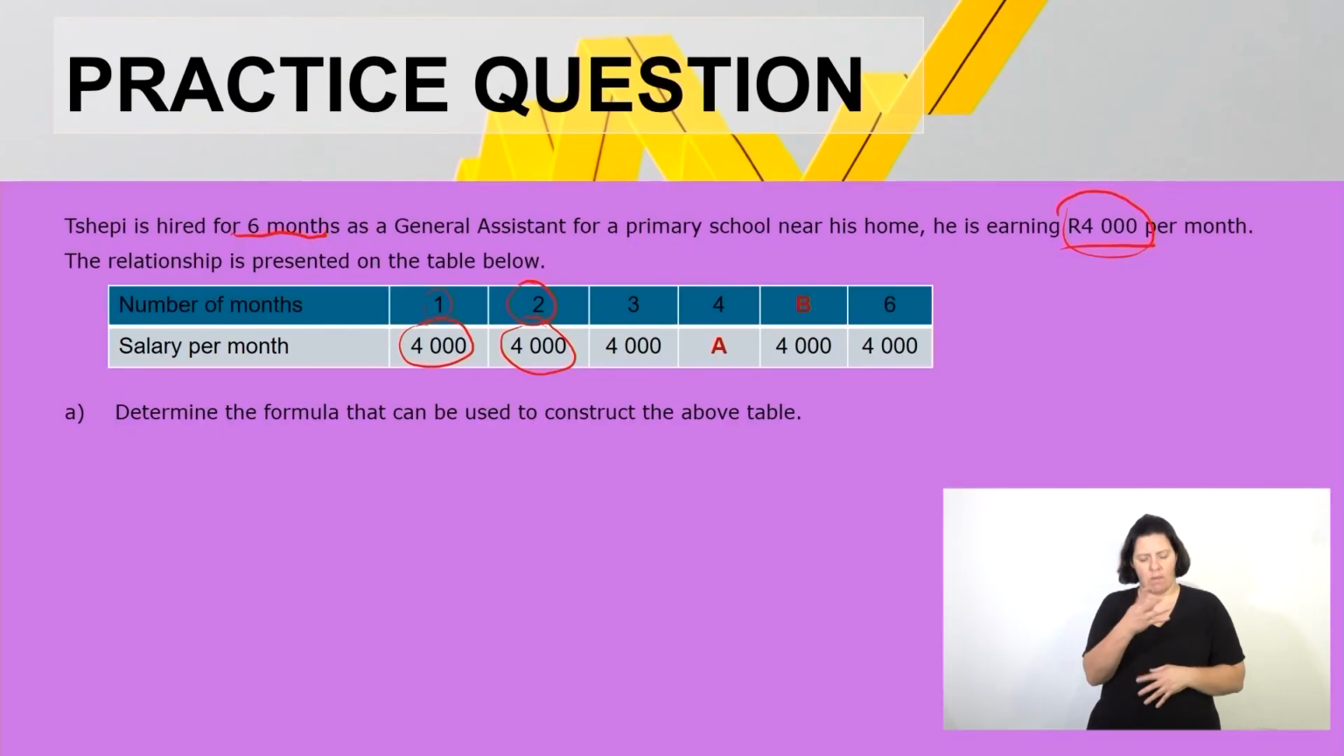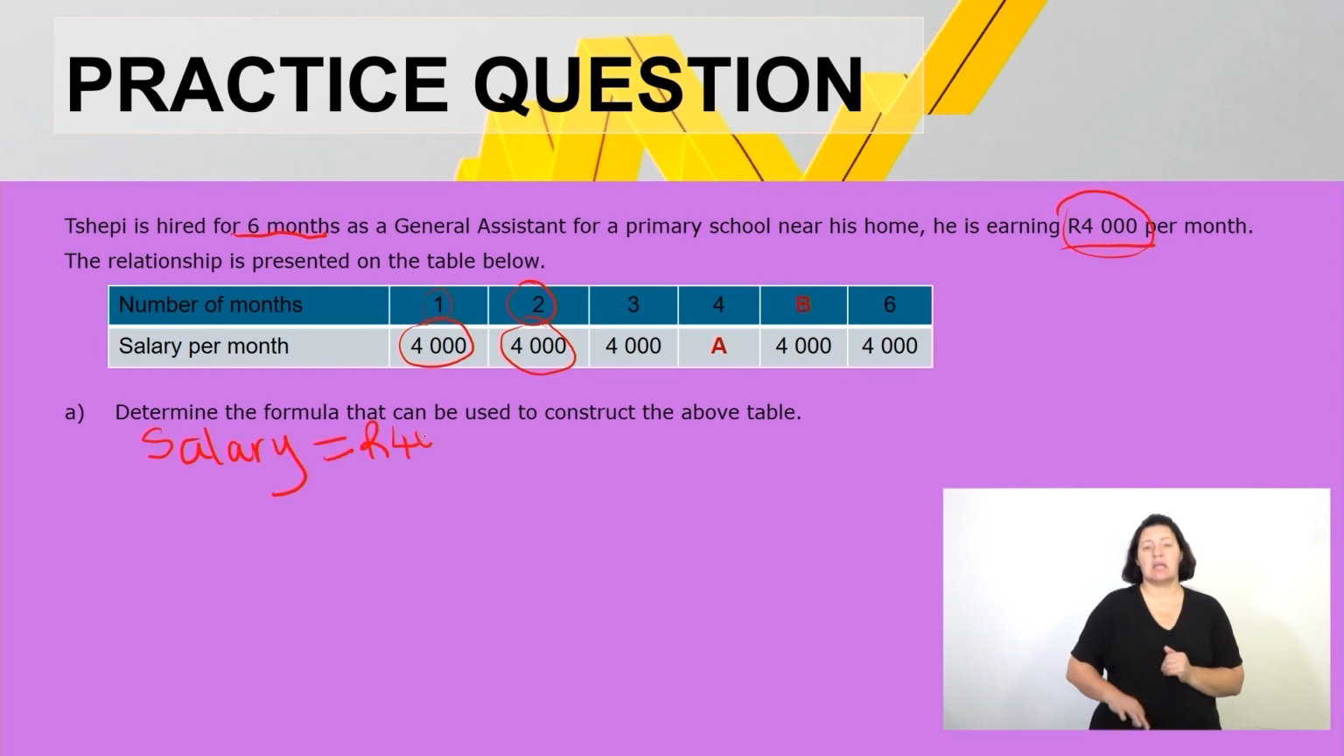Determine the formula that can be used to construct the above table. So we know that for Tshepi's salary, each month Tshepi will be paid 4,000 rand. It's not going to change.